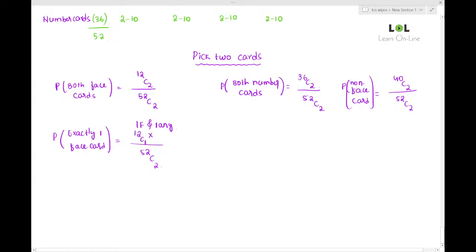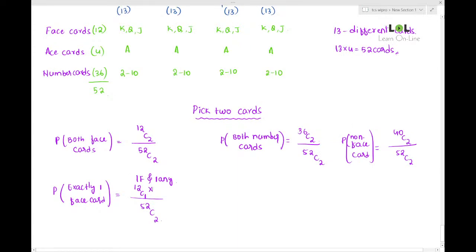And my next card can be any other card apart from face card. So I can get ace as well as a number. How many are there? 40 are there. From those 40, I can get any one. 40C1 is the answer. Okay, 12C1 into 40C1.